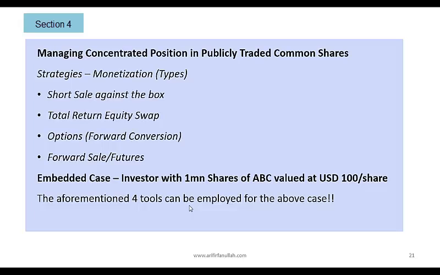Okay, now we will look at 4 strategies of monetization. There are 4 types that are discussed in the curriculum. The first one is short sale against the box. Second is total return equity swap. Third is options, forward conversion. And the fourth is forward sale / futures. The embedded case in the curriculum is that there is an investor who has 1 million shares of ABC Corporation, and one share is valued at $100. So the net worth of this portfolio is $100 million. We will look at all 4 tools and their applicability to this case.